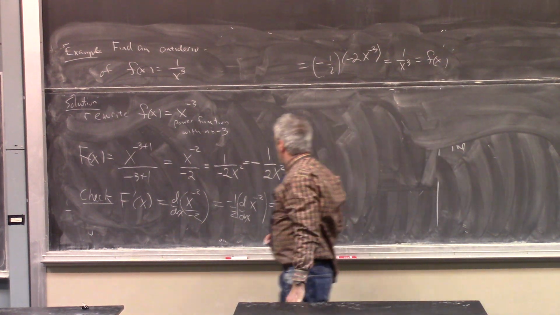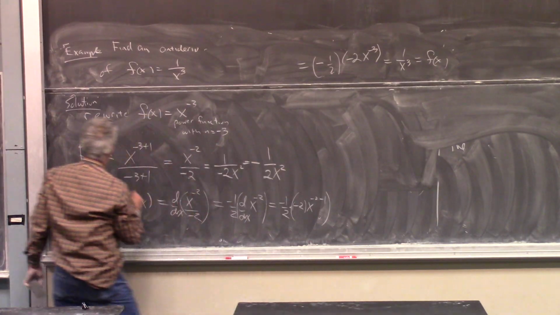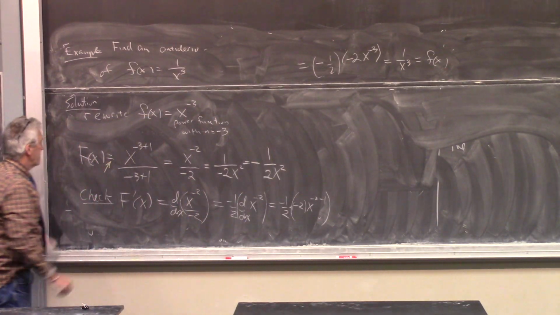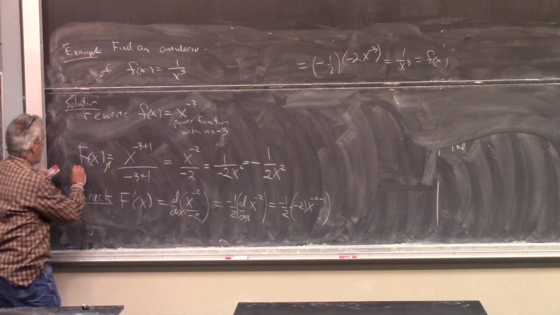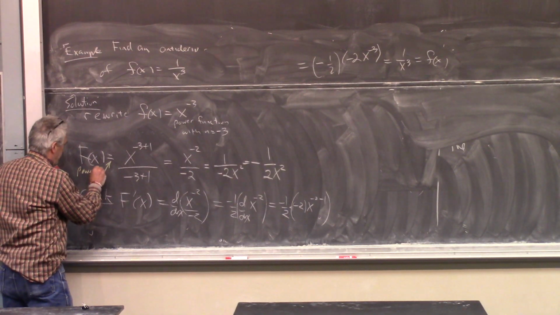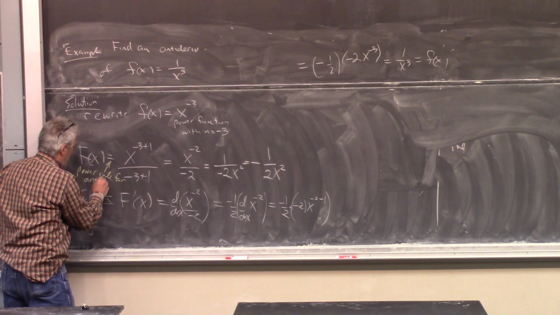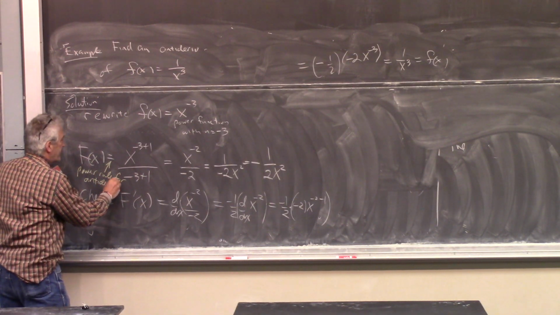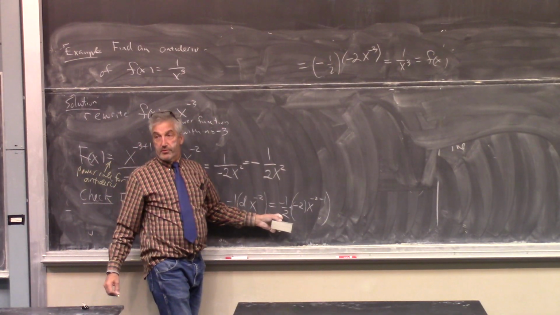What I wanted to point out here is that here we used the power rule for antiderivatives. But when we do the check, we use the power rule for derivatives.